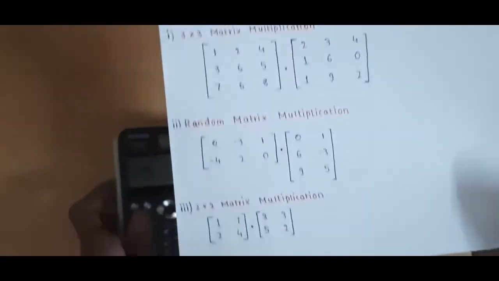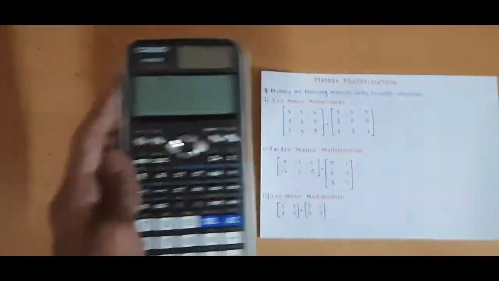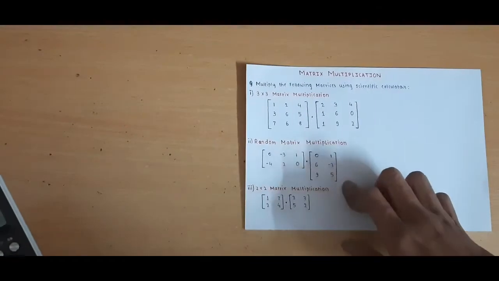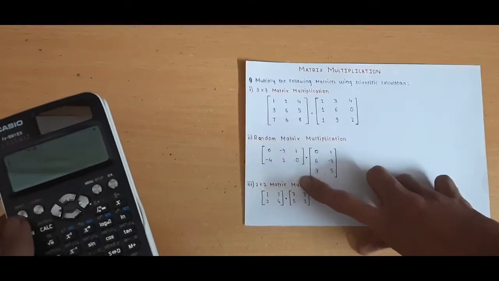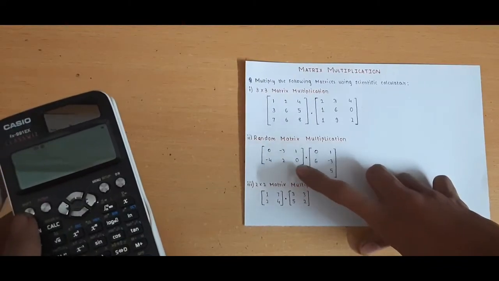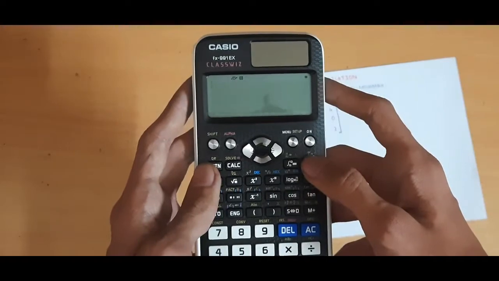So now let's try the second question, which is given over here. So this is the second question. Now let's go for question number 2. This is the question. Here we can see that the first matrix is of order 2 cross 3, as there are 2 rows and 3 columns. So just you have to do the same thing.